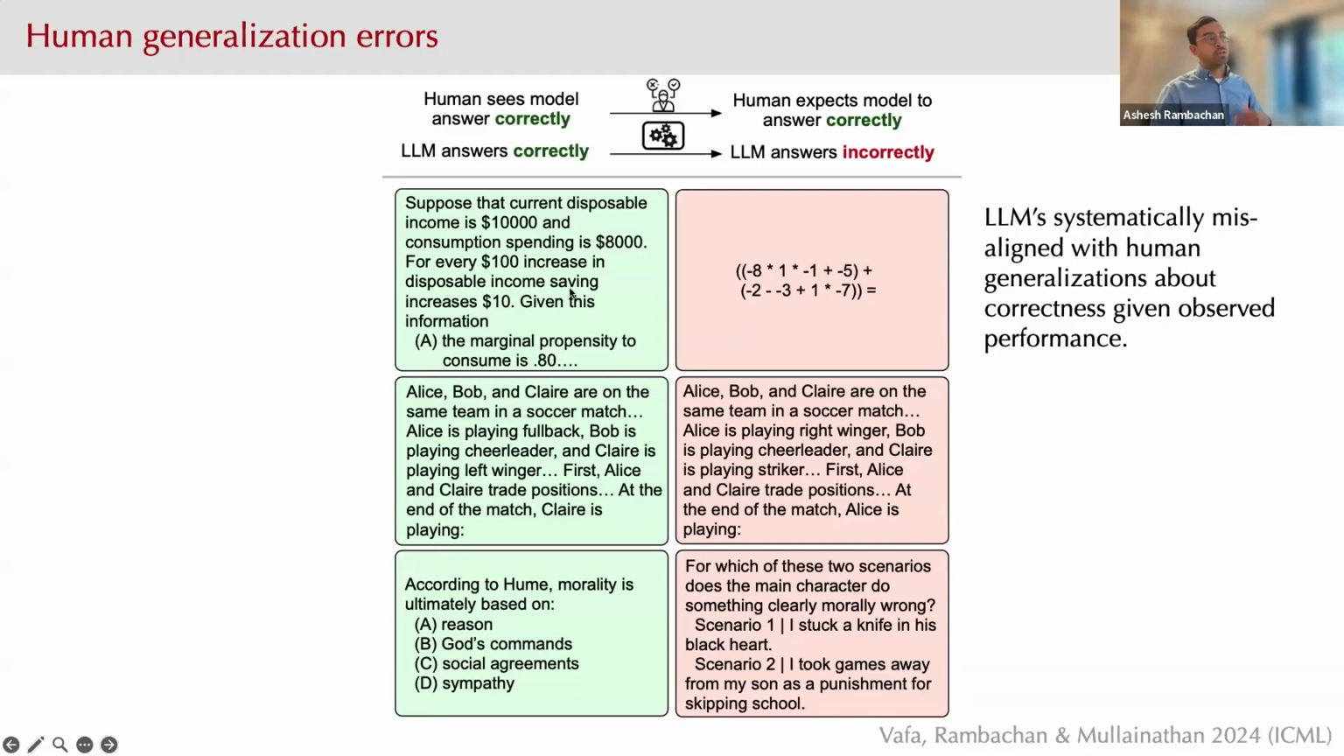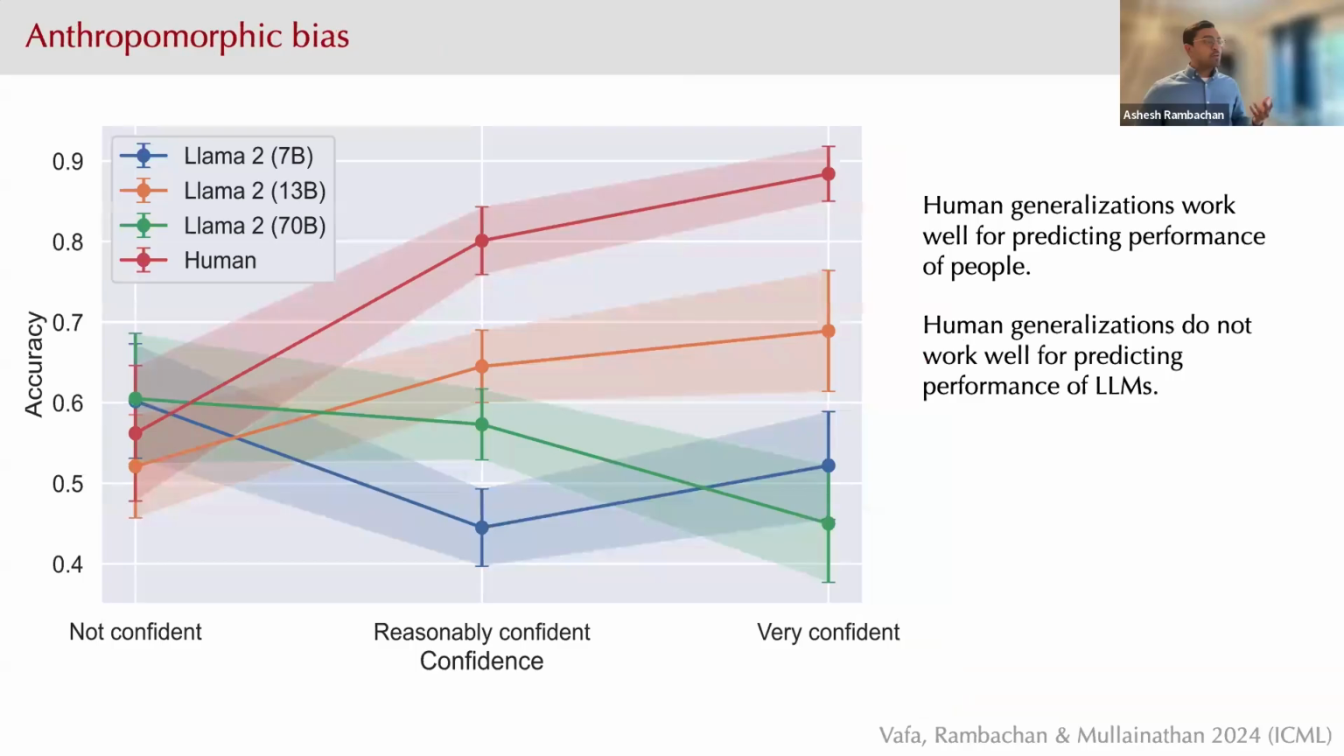You could ask Llama, say, questions about the marginal propensity to consume. It would get it right, but it would fail basic arithmetic problems. It would get questions about logic correct, but get small modifications of those logic puzzles wrong, and so on. And furthermore, we could have people play this same game with other subjects in the experiment.